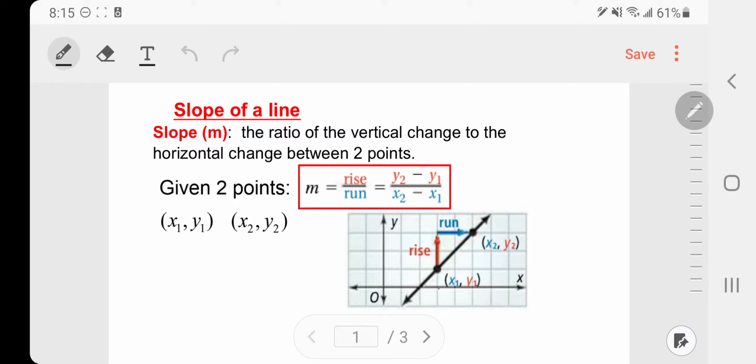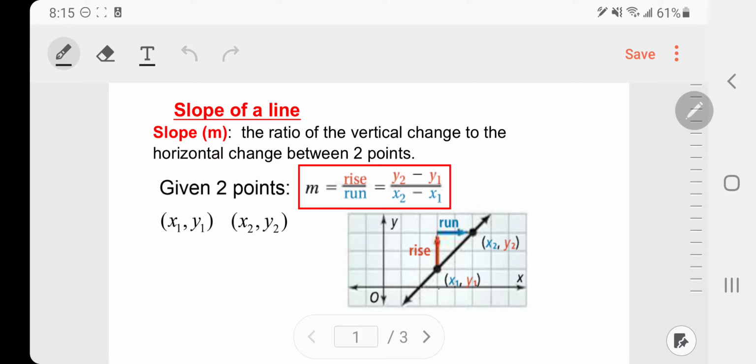Hey everyone. In today's lesson, we're going to take a look at how to find the slope given a minimum of 2 points on a line. The way you do that is you're going to apply what we call the slope formula, which is what you see here, the rise over run, which is the change in y over the change in x. The actual formula translates to y2 minus y1 over x2 minus x1.